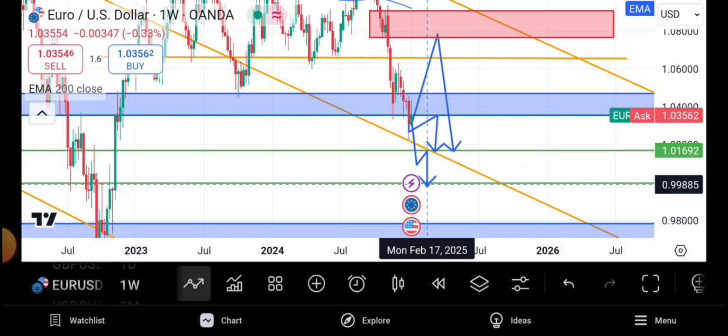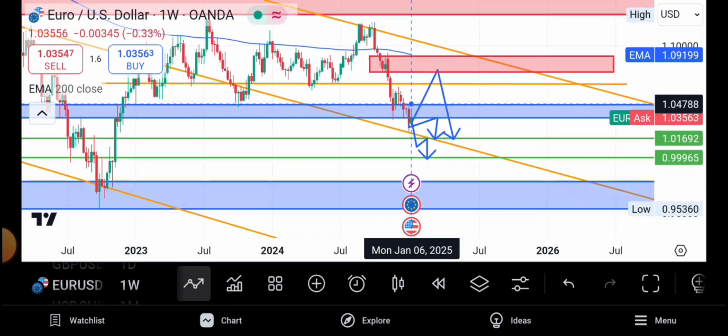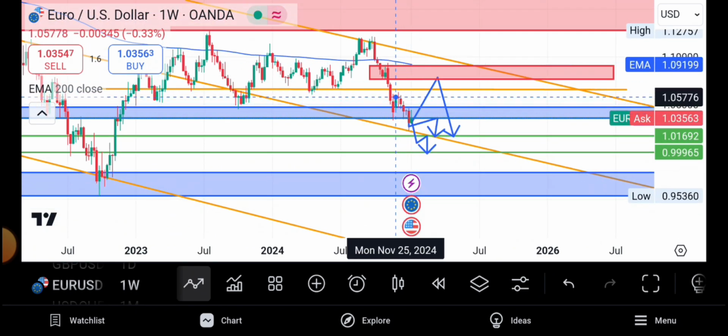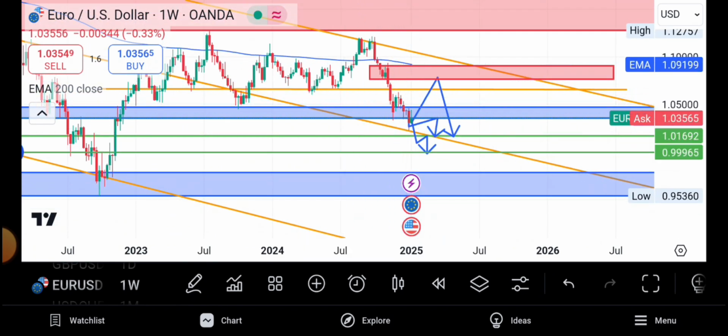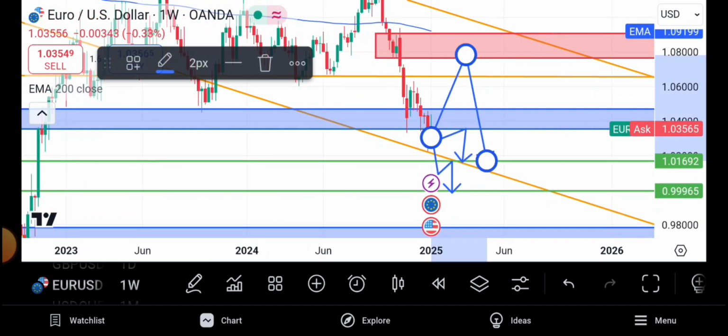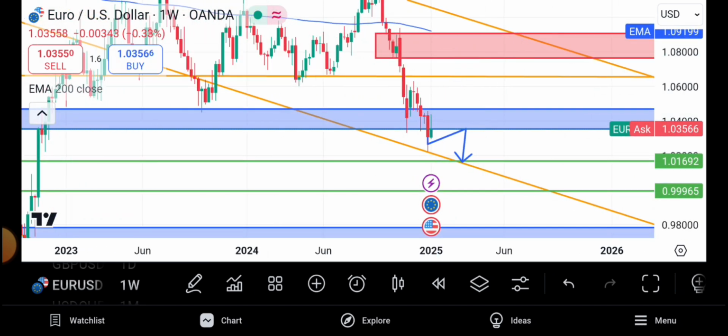So let us go to the daily time frame. All these are scenarios. Remember, trading is all about the probability game. You don't just enter trades without knowing what you are doing.